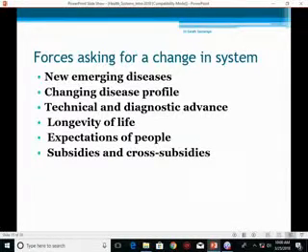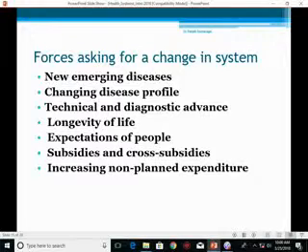Subsidies and cross subsidies. Those are introduced now. Earlier, people had to pay for the stents, for the lenses. Now we have changed the system. Now they are also available for poor people. They are also provided through subsidies, free of charge.